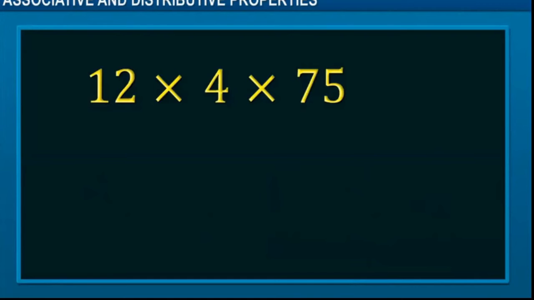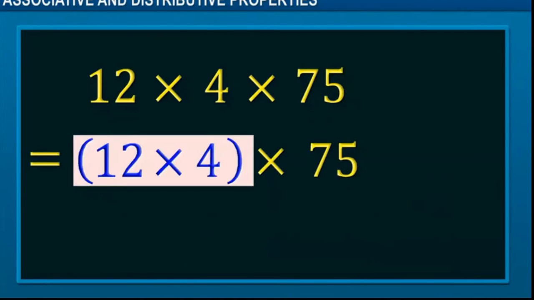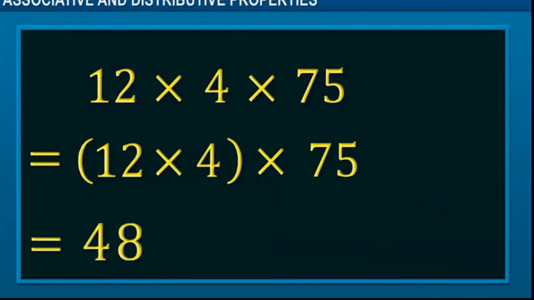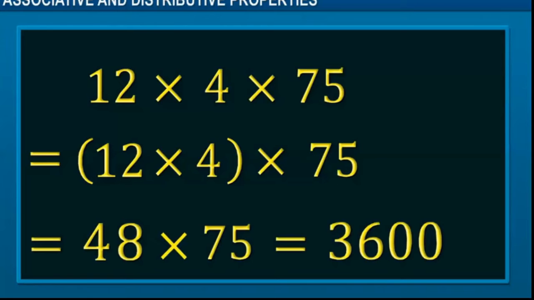Three whole numbers are given. We have to find a product. The product obtained is 48. Then, we multiply the product of this group by the last number, 75. The final product obtained is 3,600.